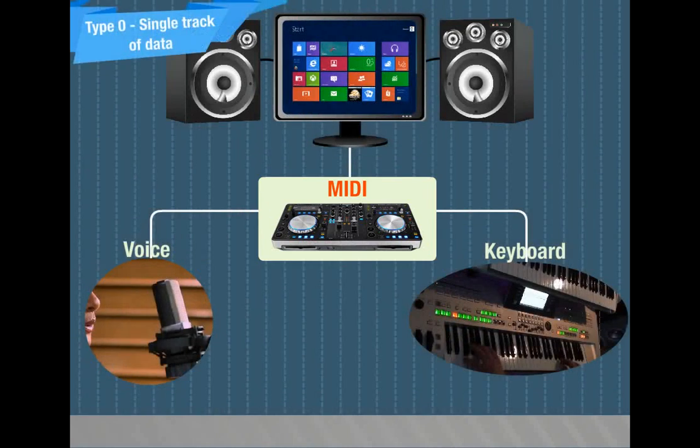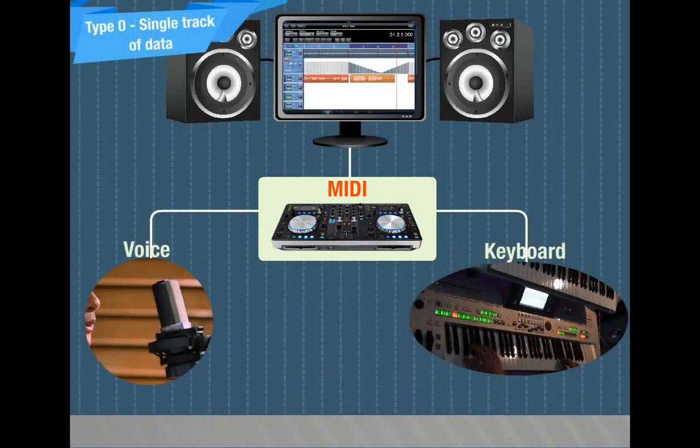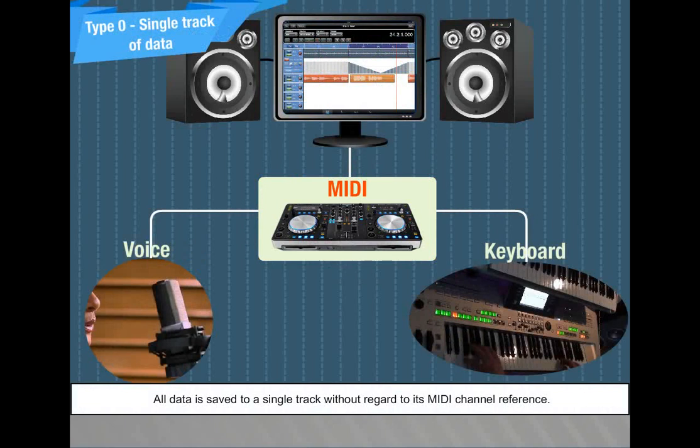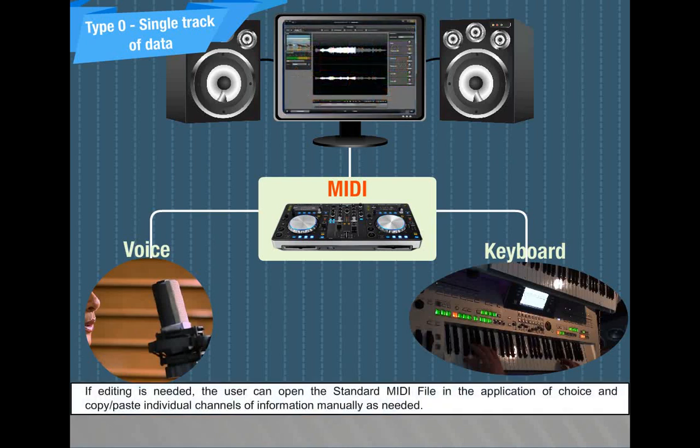Type 0. Single track of data. All data is saved to a single track without regard to its MIDI channel reference. The file plays normally, but accessing the individual components is a bit more difficult. If editing is needed, the user can open the standard MIDI file in the application of choice and copy or paste individual channels of information manually as needed.